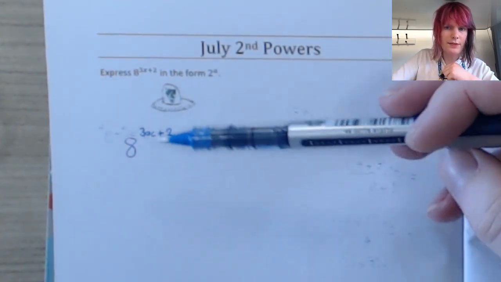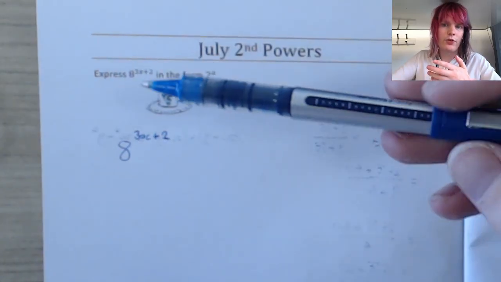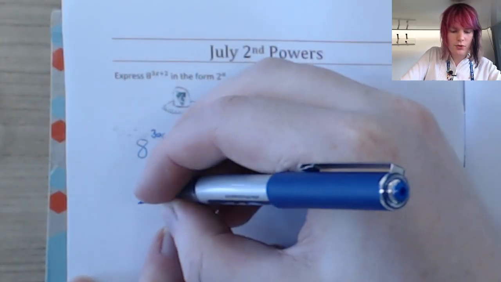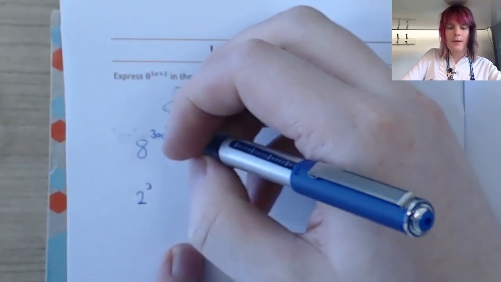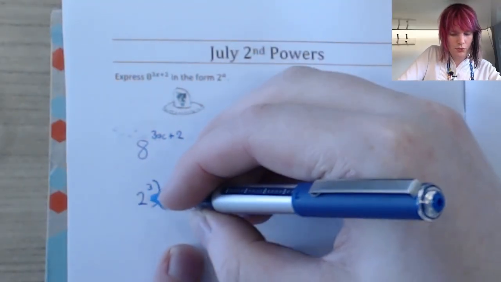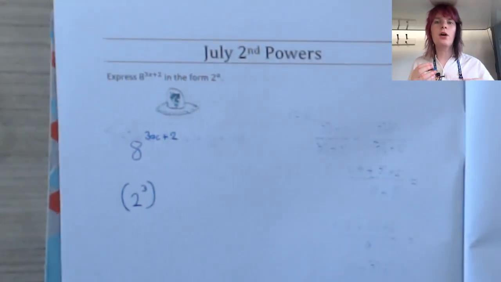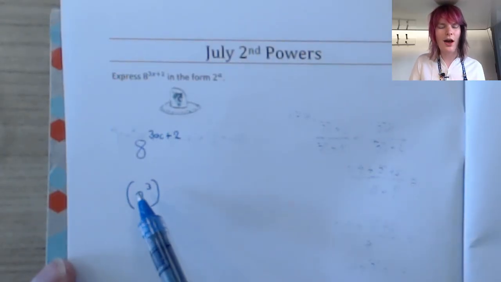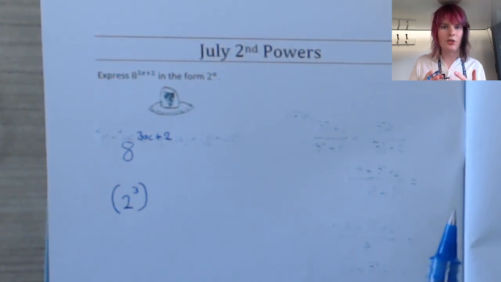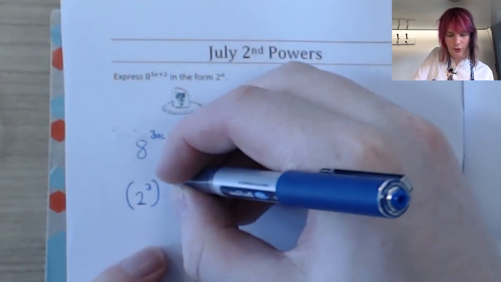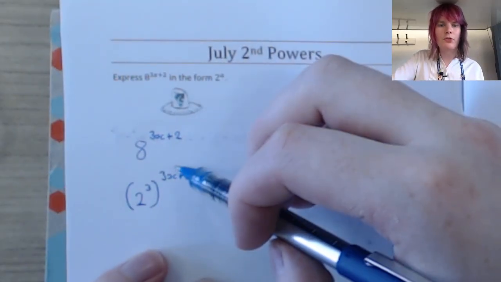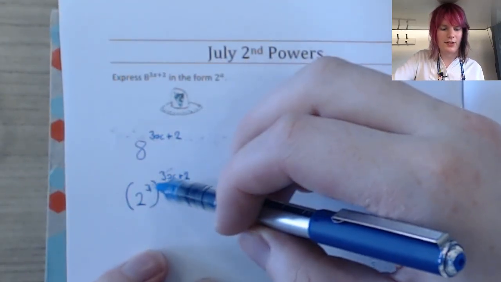So what we can notice is, well, 8 is a power of 2. So we can convert that into being 2 to the power of 3. But we can't forget about that 3x plus 2 either. So now what I'm going to do is I'm going to put these in brackets. So what I'm effectively doing is I'm taking this 8 and writing it in a slightly different way. But I've not actually done any manipulation of it yet. So I've got 3x plus 2 here. And now what we want to do is combine these together somehow.